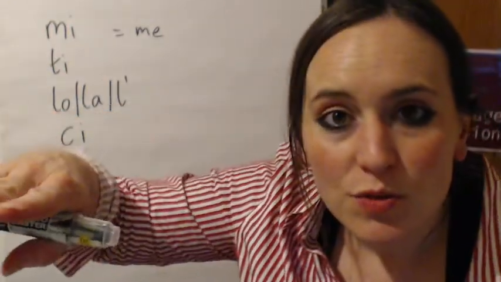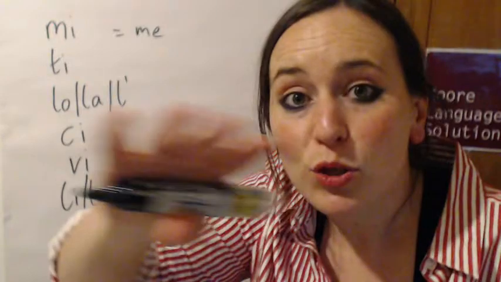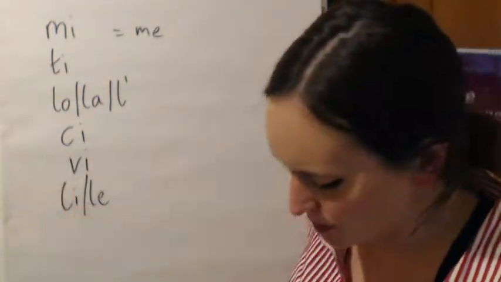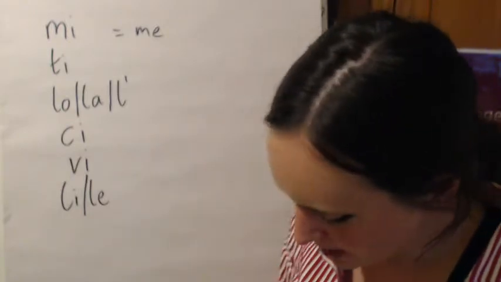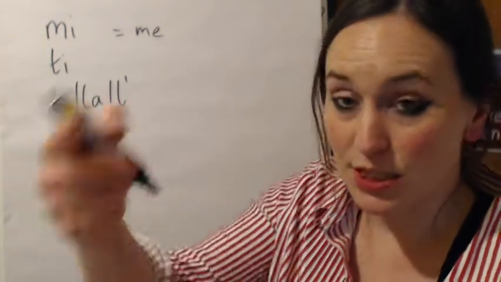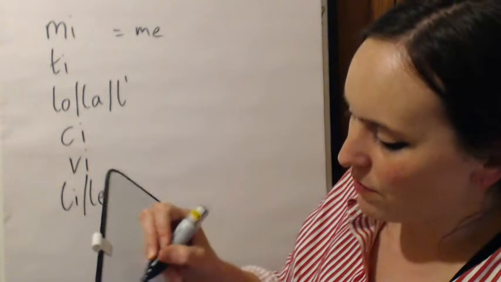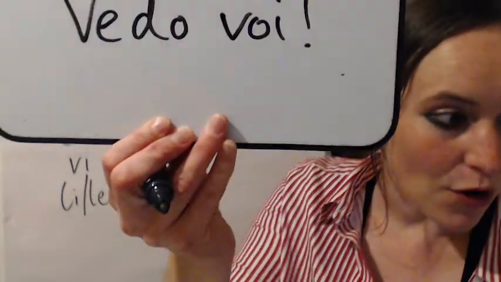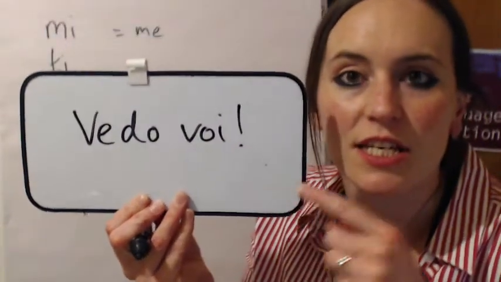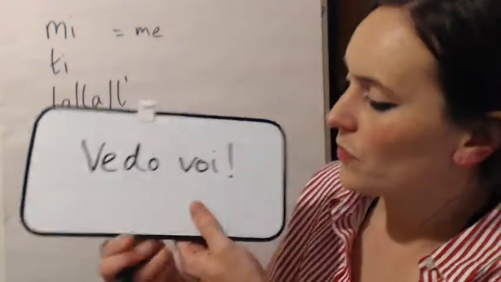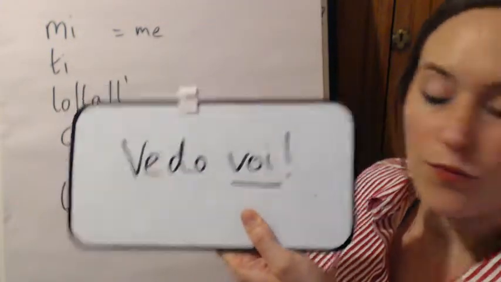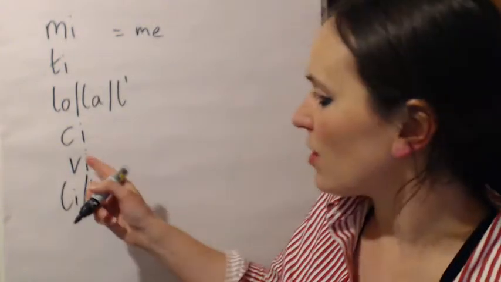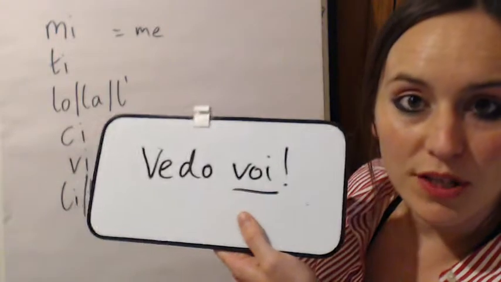If I see all of you, all the people who are watching, like plural, of course I wouldn't use the singular form. I would use the voi form, right? So if I wanted to say I see you, there's two ways I can say it. I can say vedo voi, a bit like in English, I see you, or you can use the voi direct object pronoun, which comes in front of the verb vedo.